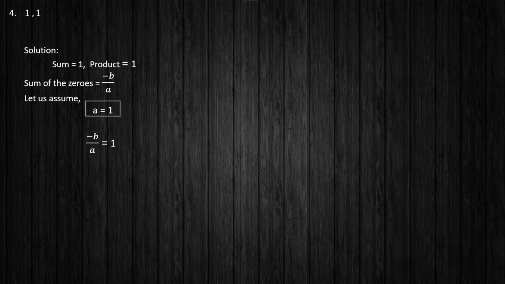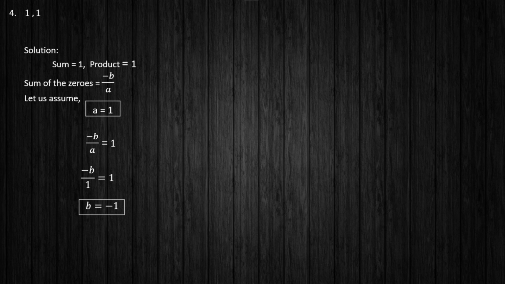Next, we need to equate the sum with the formula. The formula is minus b by a, which is equal to the given sum. The sum is also equal to 1. So minus b by a is equal to 1, where we need to substitute the value for a, which is also equal to 1. Therefore, minus b by 1 is equal to 1. By cross multiplying, we get the value as b is equal to minus 1.